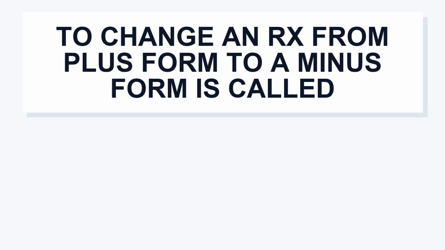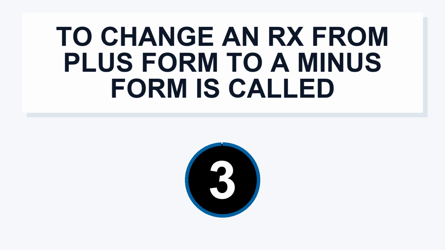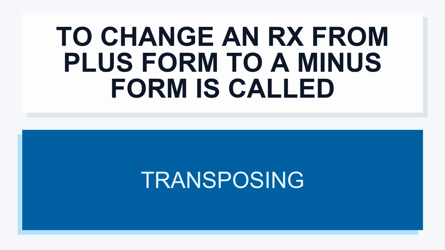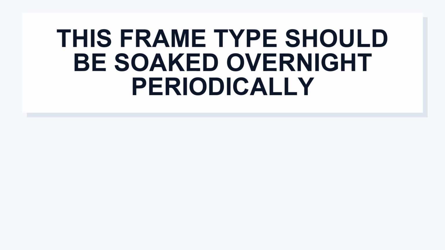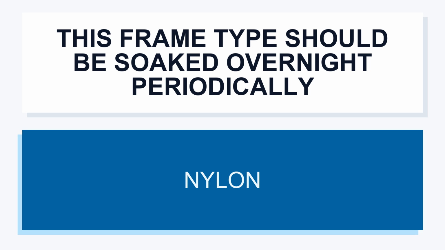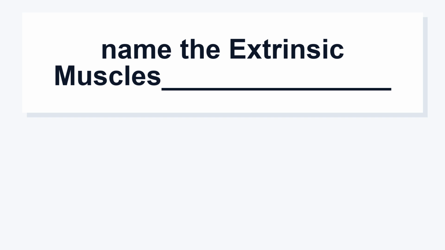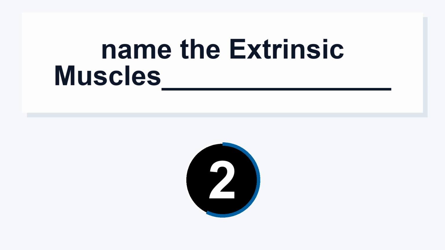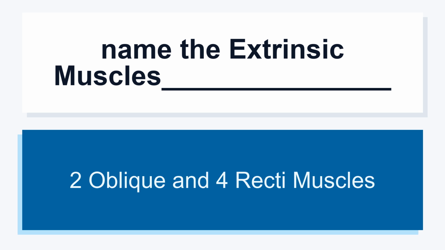To change an Rx from plus form to a minus form is called transposing. This frame type should be soaked overnight periodically. Nylon. Name the extrinsic muscles. 2 oblique and 4 recti muscles.